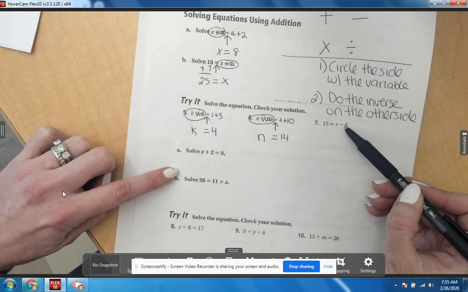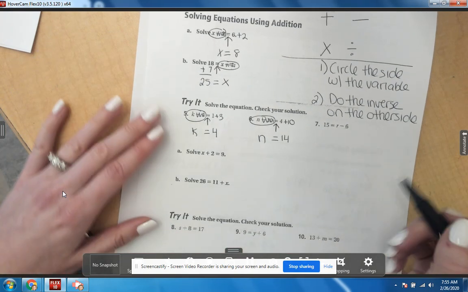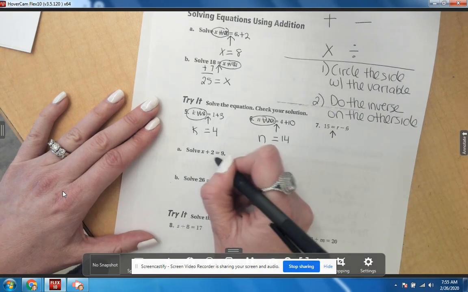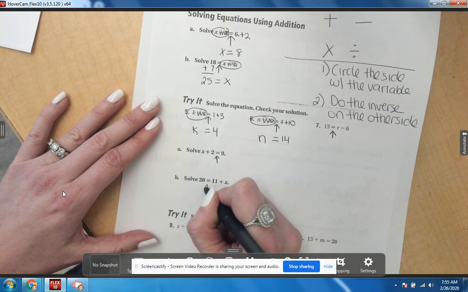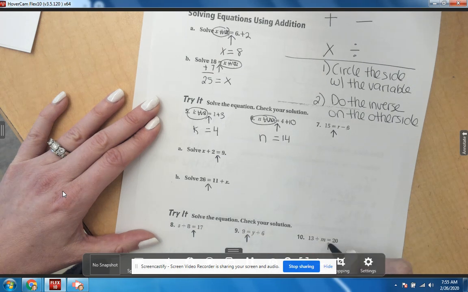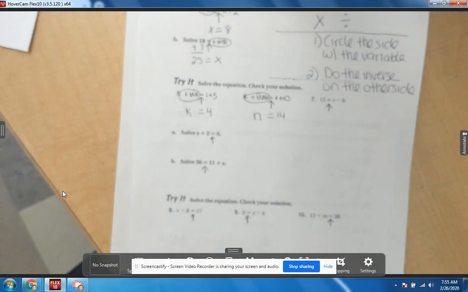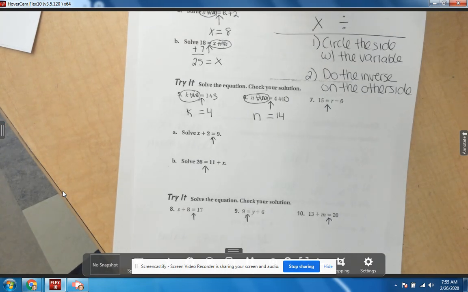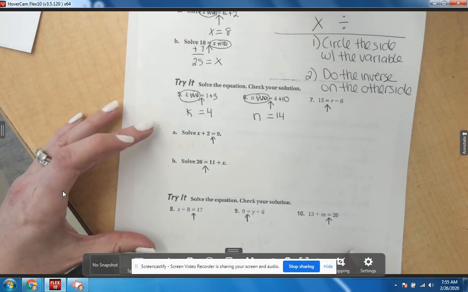All right, I'm going to have you try the rest of this page. This one, this one, this one, this one, this one, this one. Do all of them. So start by finding your middle of the problem, which is where the equal sign is. And then you're circling the side that has the variable. Circle the side that has the letter. Whatever math is happening to the letter, do the opposite on the other side of the problem. So see if you can finish those ones.